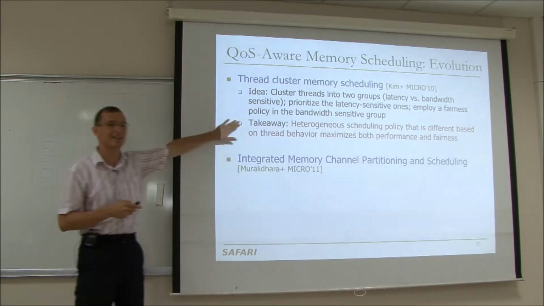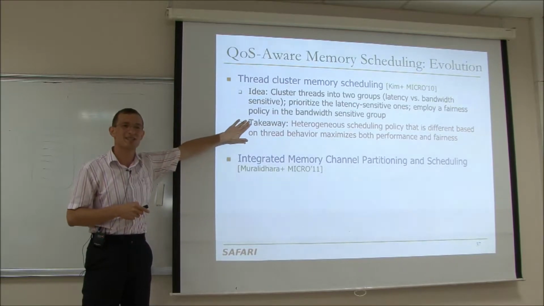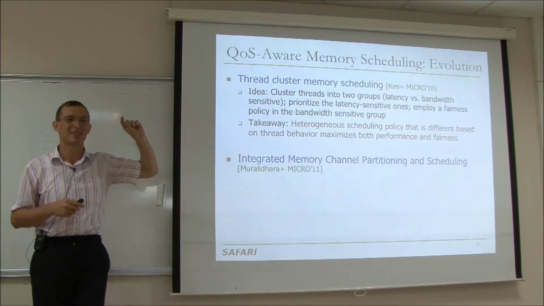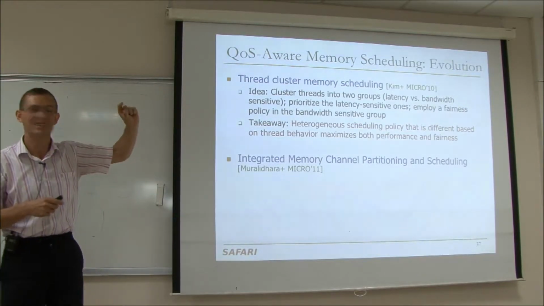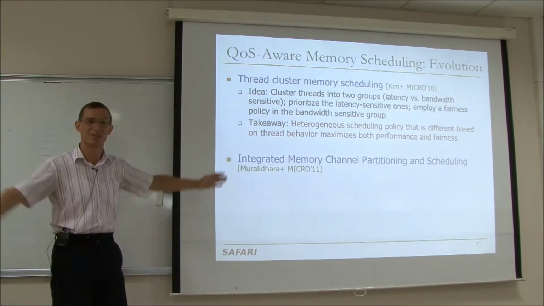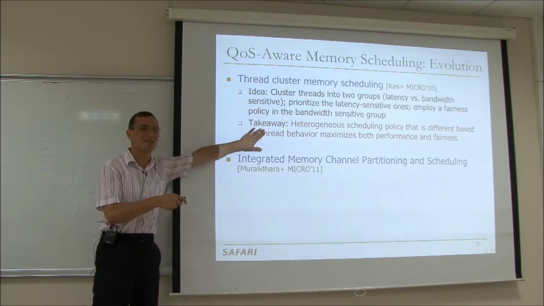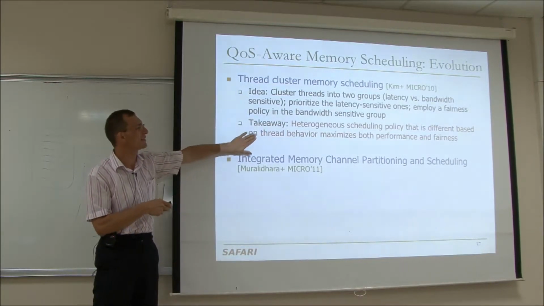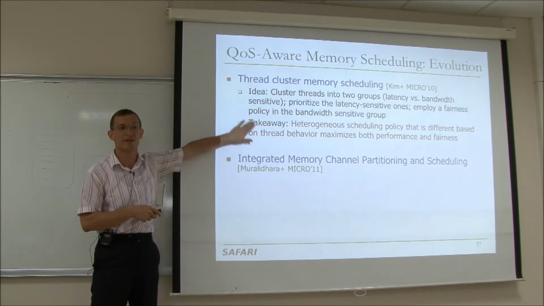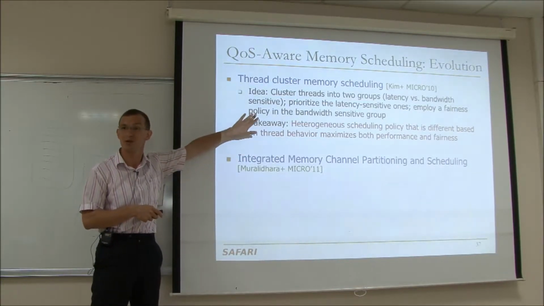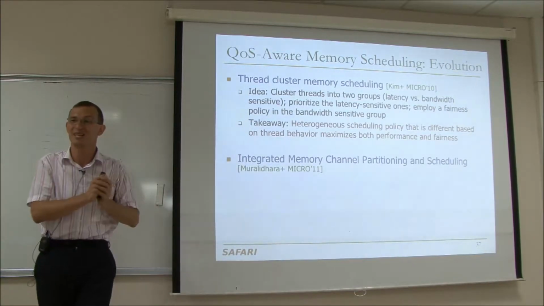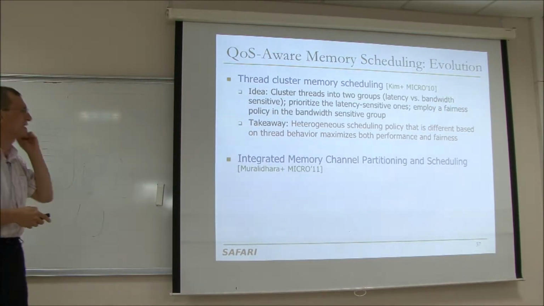And the takeaway here is, I've actually discussed this very briefly when I talked about asymmetry in the first mini lecture series. Maybe you don't remember because I talked about a lot of things. But basically, the takeaway is that a heterogeneous scheduling policy that differs based on thread behavior maximizes both performance and fairness. So you can actually achieve the best of both worlds. Again, with heterogeneity, right? That was our motivation for heterogeneity, and this is one example, and we will see.